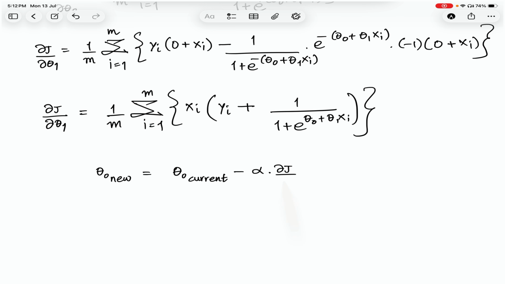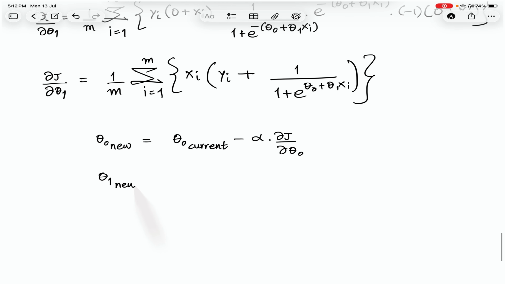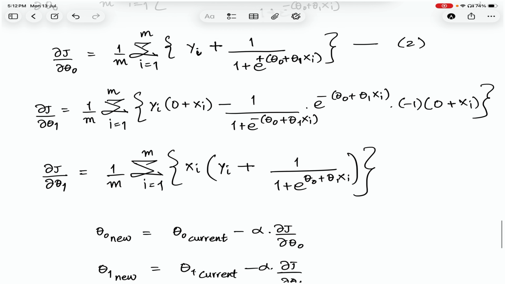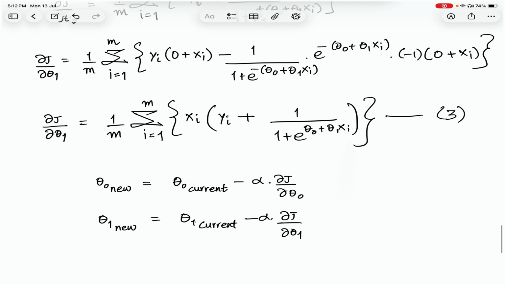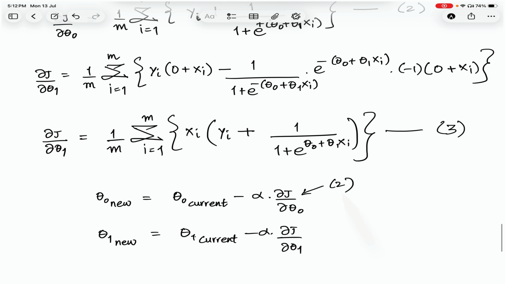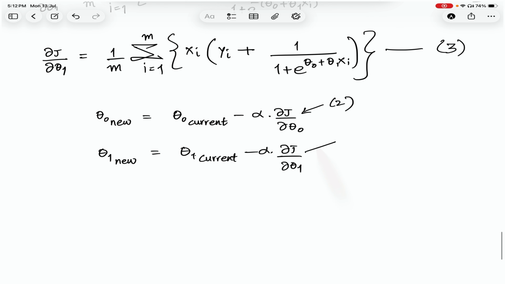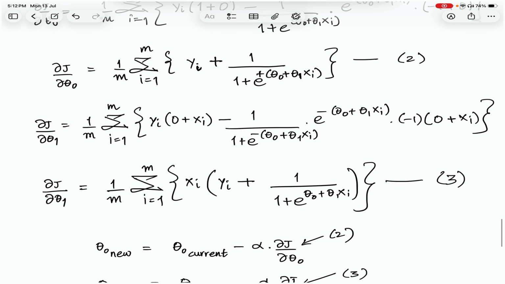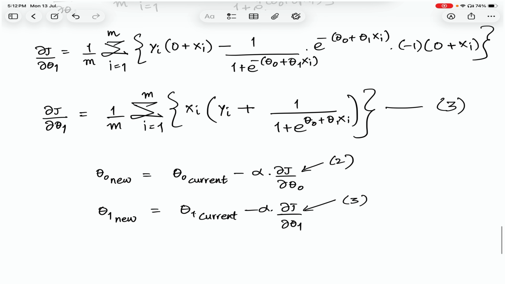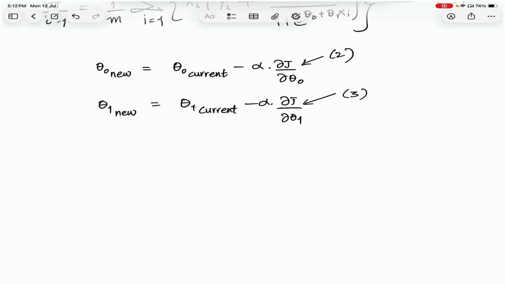Alpha times partial j partial theta 0, and theta 1 new will be theta 1 current minus alpha times partial j partial theta 1, and I'll just call this equation 3. This term is equation 2 and this term is equation 3. So there you have it, the equations that we're supposed to implement, and the algorithm is going to look something like this.